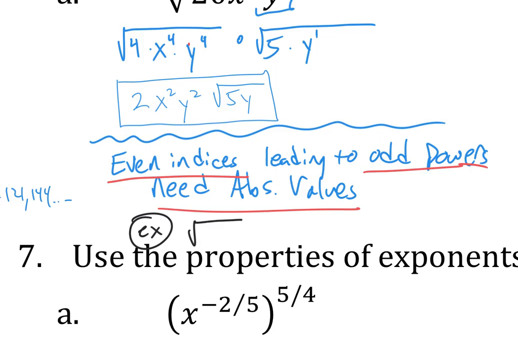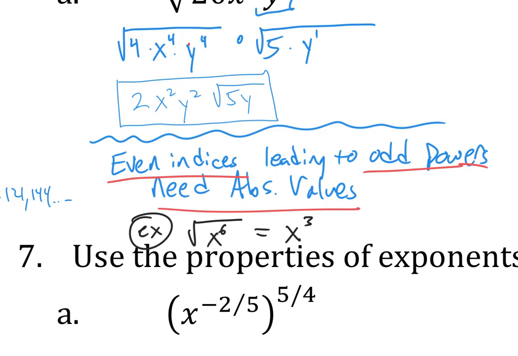Square root of, let's just say, x to the 6th. Well, the square root of x to the 6th, we're going to cut that 6 in half. That's 3. So that's x cubed. Okay. Well, here we have an even index. We end up with an odd power. So we need absolute values. So this answer is not completely correct. We need to make sure that this is positive.